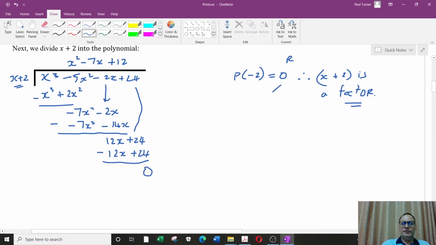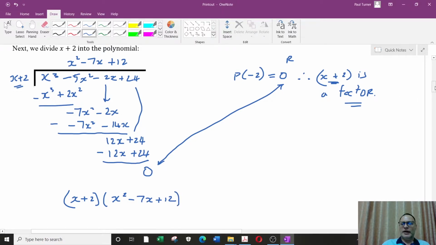That 0 is this 0 here. So we know we've done it correctly. If you don't get 0 here, you'll need to check your calculation, or you need to check back that your factor is correct or not. You should get 0 here though. That means your polynomial could be written as x plus 2 times the quadratic x squared minus 7x plus 12.